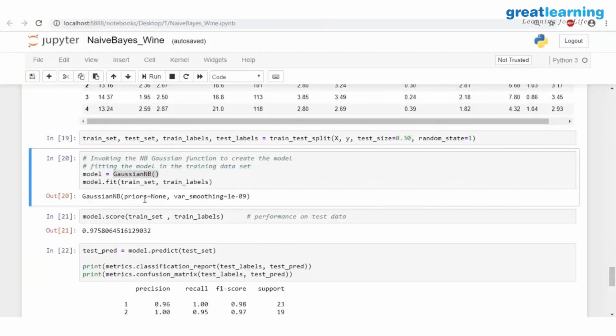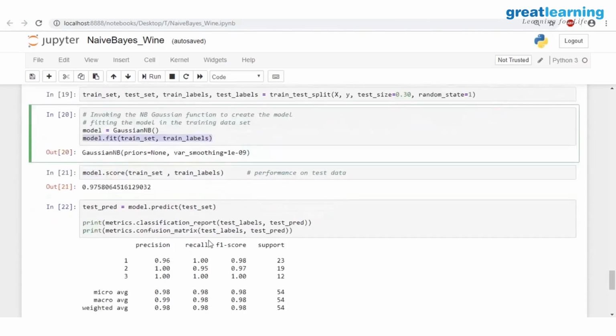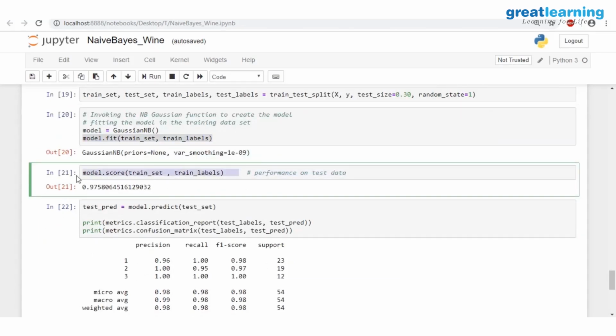There are other variants like multinomial Naïve Bayes which you can make use of. So I'm instantiating the model here. I'm going to do the model fit here. This is where our Naïve Bayes likelihood ratios will be calculated. And then I look at this. On the training set itself, I'm doing a testing. It's giving me 97% accuracy. Why am I doing this? I'll tell you in a minute.